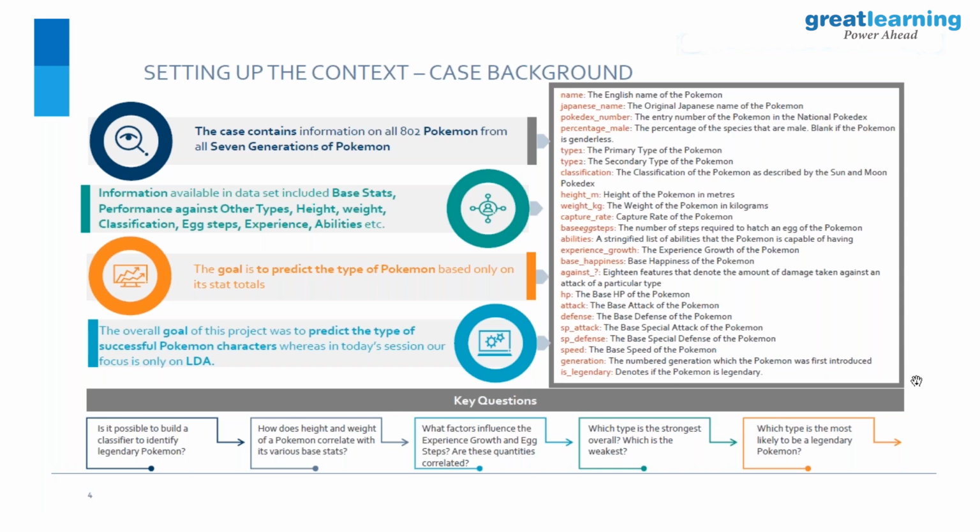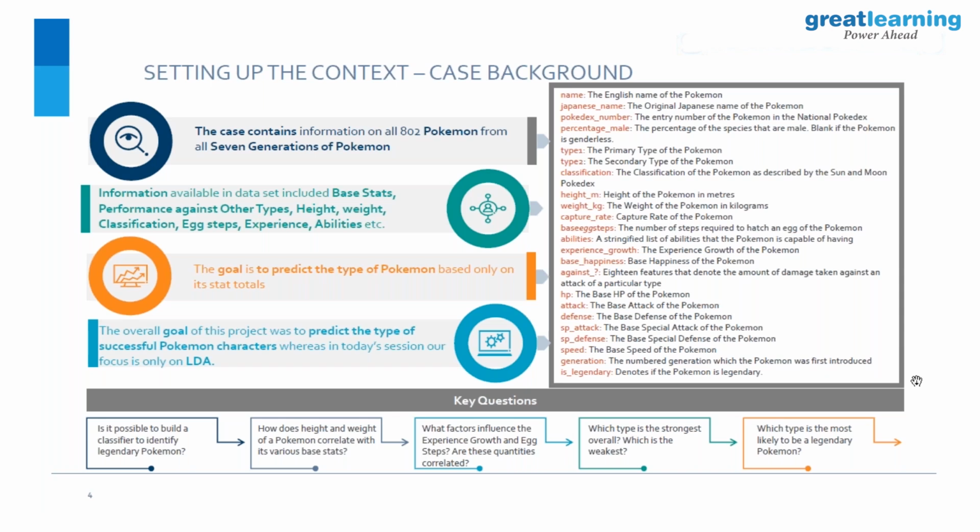And in the process, we also had to do something called feature selection, feature engineering, wherein the goal was to see how we can select the type of Pokemon only on the basis of its stat totals. Now, today's discussion is more towards some fundamental questions pertaining to: can we build a classifier to identify that kind of legendary Pokemon.